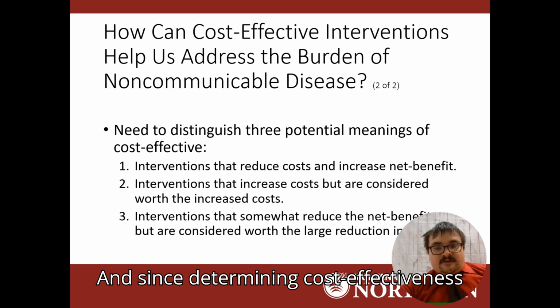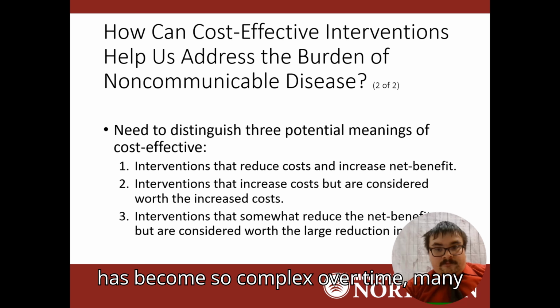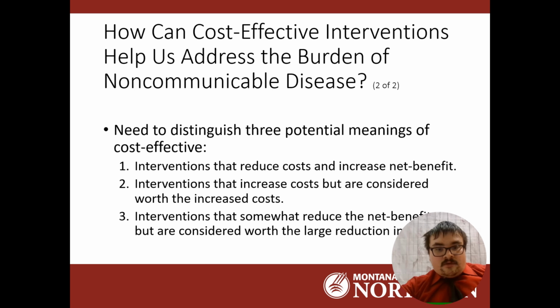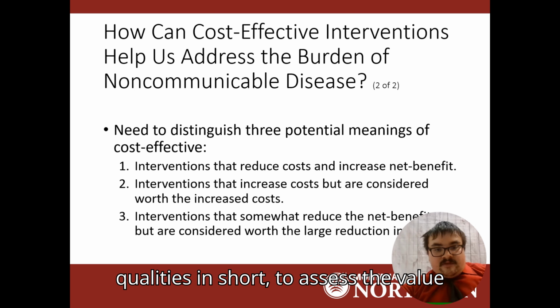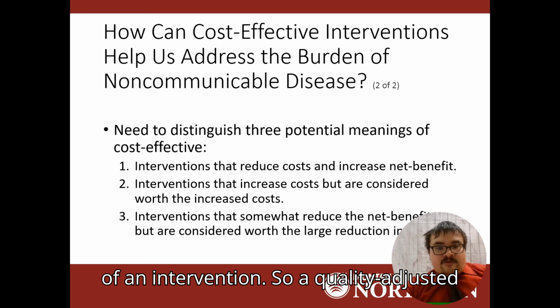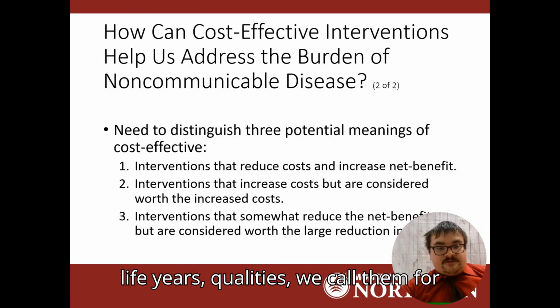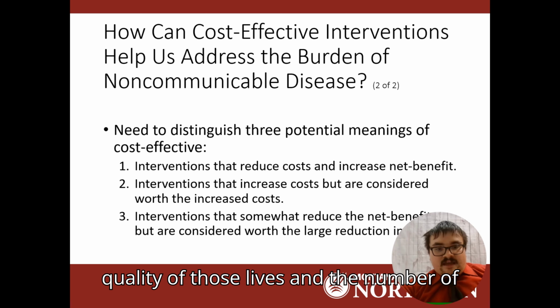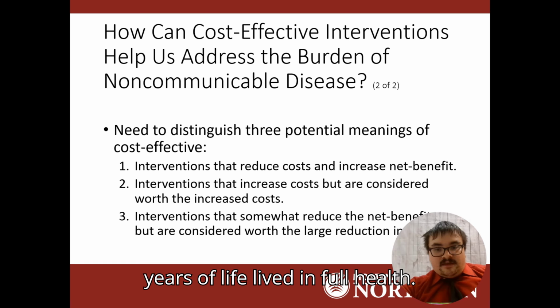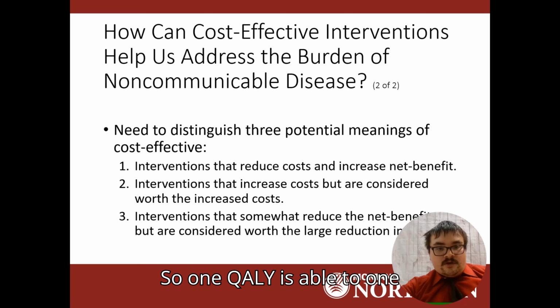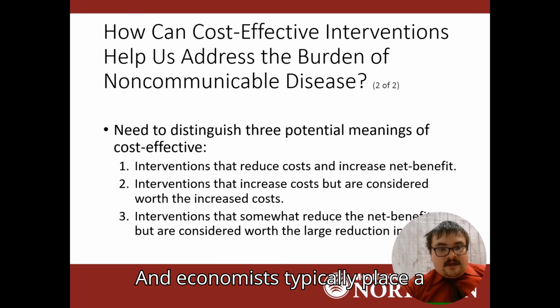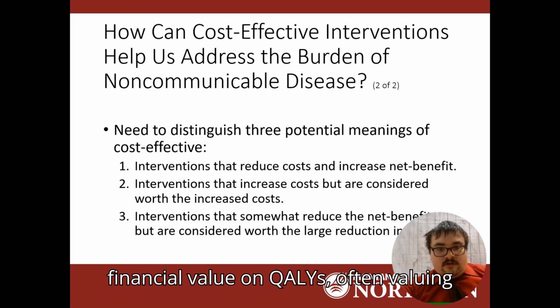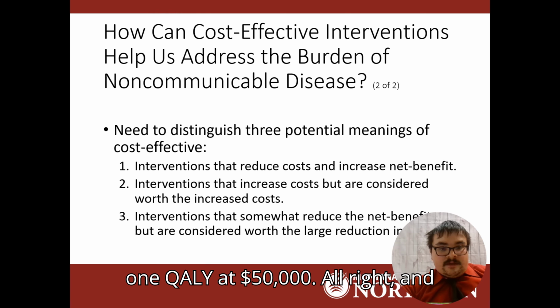And since determining cost effectiveness has become so complex over time, many experts use a measurement called quality adjusted life years, quality is short, to assess the value of an intervention. So quality adjusted life years, QALYs, we call them for short, take into account not just the number of lives saved, but also the quality of those lives and the number of years of life lived in full health. So one QALY is equal to 1 year of life at full health. And economists typically place a financial value on QALYs, often valuing one QALY at $50,000.